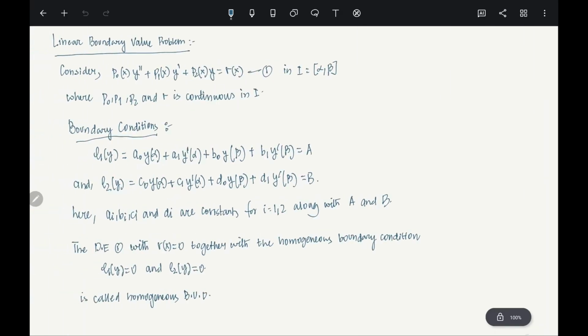Now we look at some interesting conditions. So this sort of problem we will call a homogeneous boundary value problem. Obviously we have the homogeneous equation and then the boundary values are also homogeneous, so A and B are 0. Now there are many general boundary conditions, but these are the important ones.